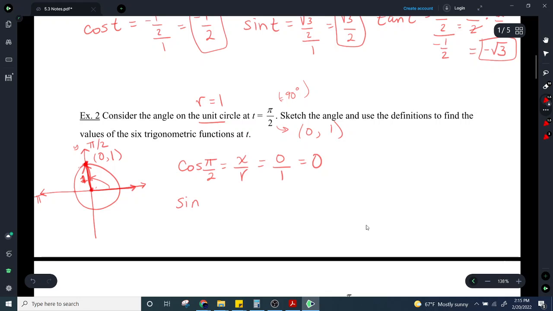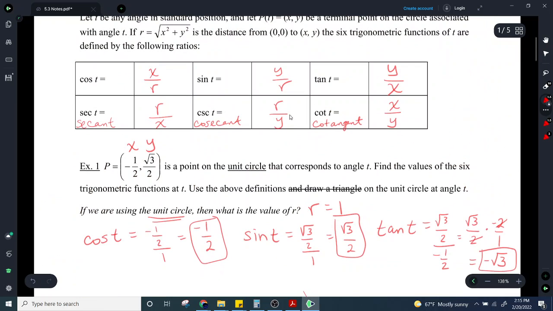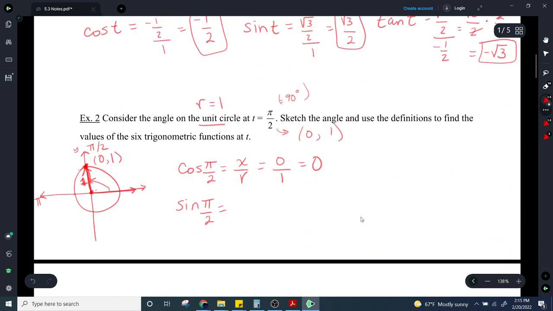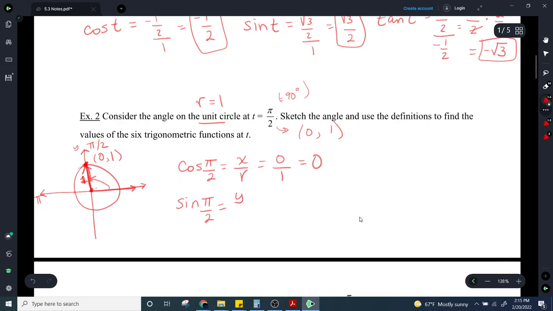Let's do sine. So sine of pi over 2, according to the chart up here, sine is y over r. So let's write that down, y over r. So that means that my y value is 1. My radius is 1 as well. So my sine of pi over 2 value is equal to 1. Finally, tangent, I'm going to skip the other 3 for now. I'm just going to do these 3 again.